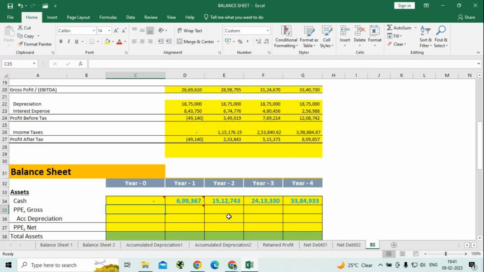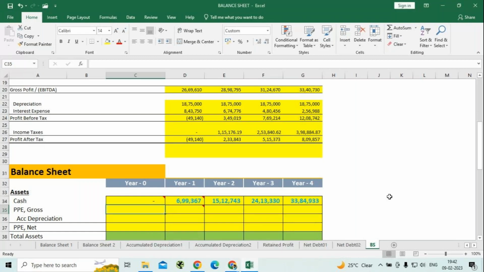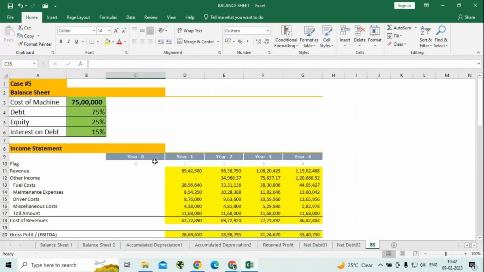Okay, so let me try it out from my side. So I think most of them have got very much tired of doing it from the morning. So let me try to solve this. Okay, so here the PPE gross value is nothing but the asset value. So the cost of the machine, here the machine is an asset. So the cost of the machine is 75 lakhs.